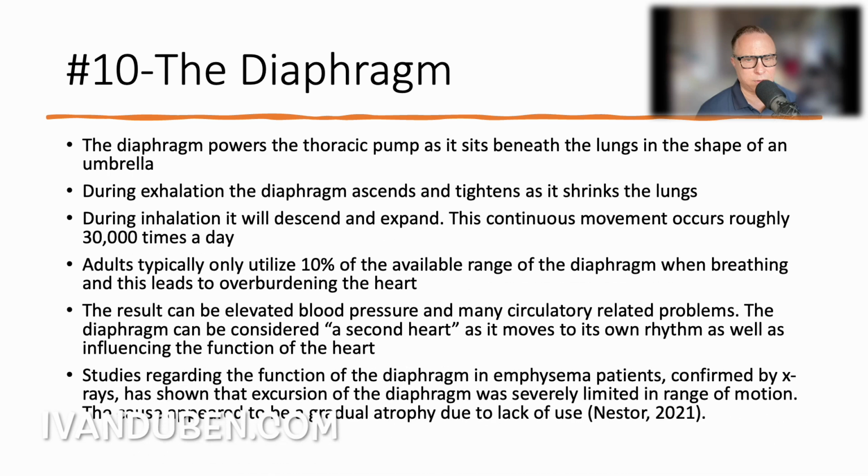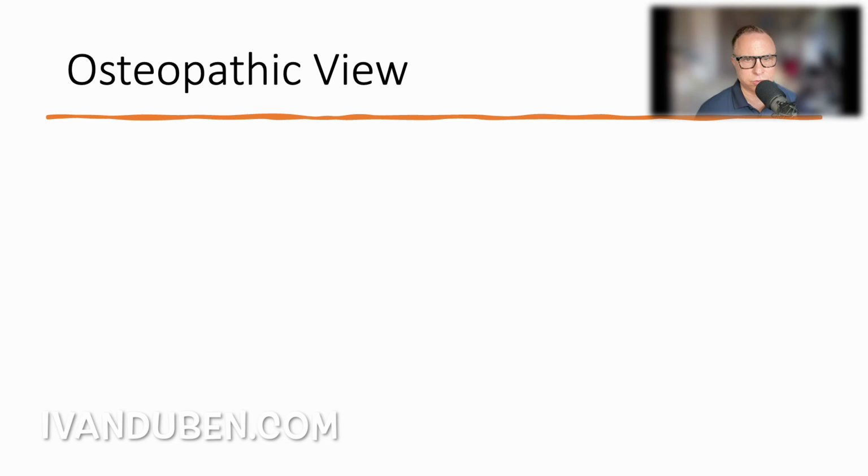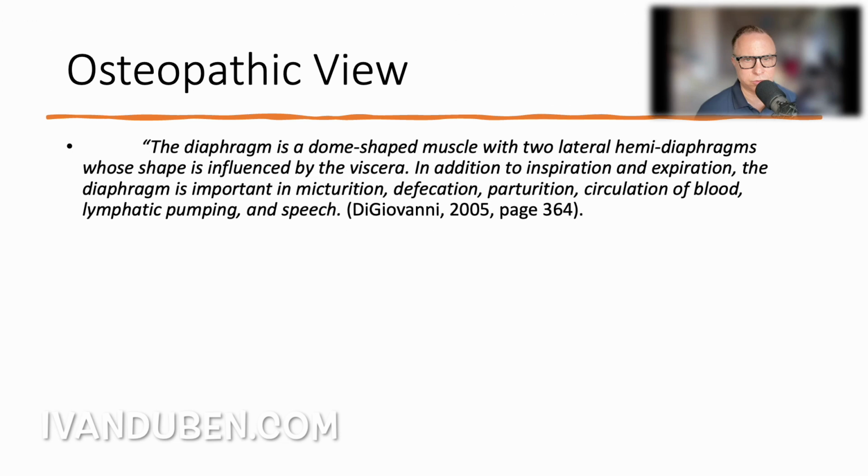Studies regarding the function of the diaphragm in emphysema patients confirmed by X-rays has shown that excursion of the diaphragm was severely limited in range of motion. The cause appeared to be a gradual atrophy due to lack of use. According to Di Giovanni, the diaphragm is a dome-shaped muscle with two lateral hemidiaphragms whose shape is influenced by the viscera. In addition to inspiration and expiration, the diaphragm is important in micronutrition, defecation, circulation of blood, lymphatic pumping, and speech.